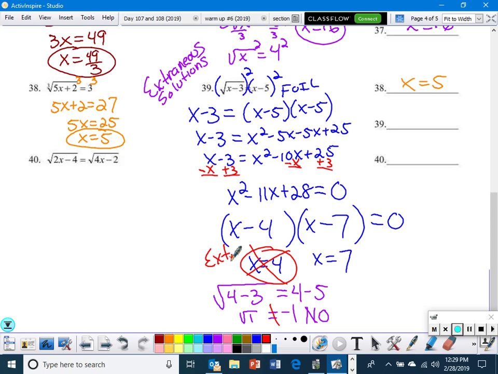Okay, but I need to check the 7 because it's possible the 7 is also extraneous. So let's check 7 out. Is the square root of 4 equal to 2? Yes. So 7 is the only one that works. All right, number 40. We're getting there.